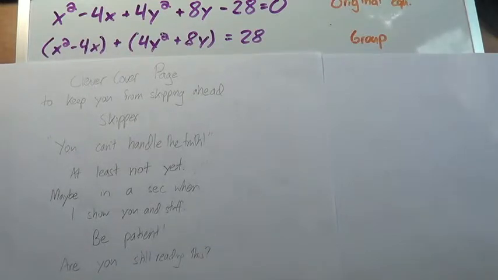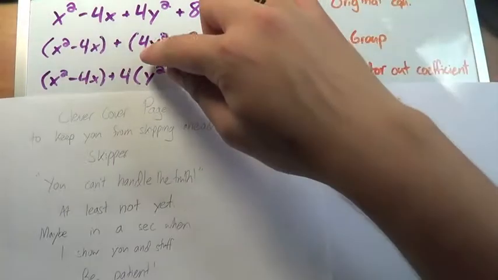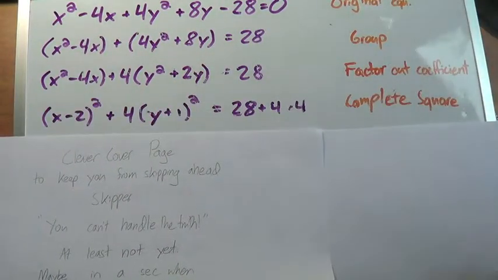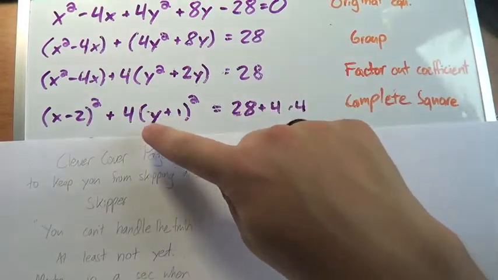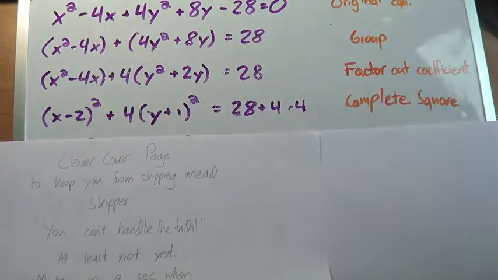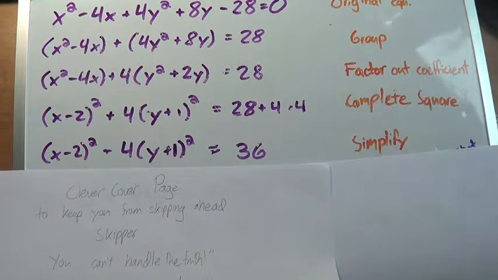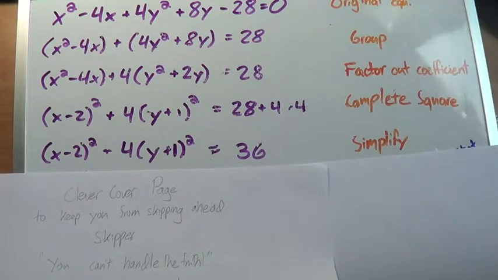Alright, the constant goes over to the right, the x's group together, the y's group together. You factor out the leading coefficient, that's this big 4 right here. You complete the square, not forgetting to add the extra, which in this case is 4 because it's being multiplied out inside of the parentheses. What do you end up with? X minus 2 squared plus 4 times y plus 1 squared equals 36.